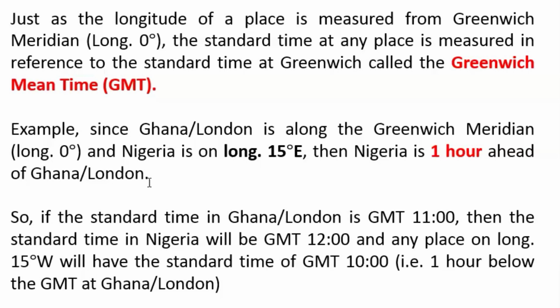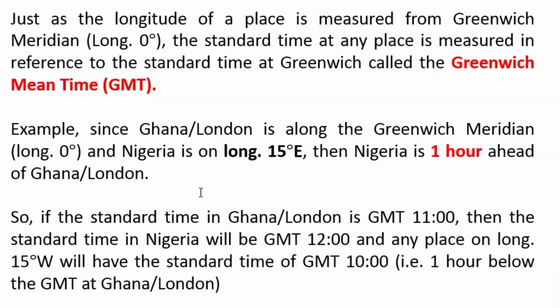Okay, so if the standard time in Ghana and London is GMT 11:00, then the standard time in Nigeria will be GMT 12:00, and any place on longitude 15 degrees west, we have the standard time of GMT to be 10:00. So that is 1 hour below the GMT at Ghana or London. All right, so this is very important. It is going to help us. It's going to give us a perspective on how to solve problems that has to do with longitude and time.